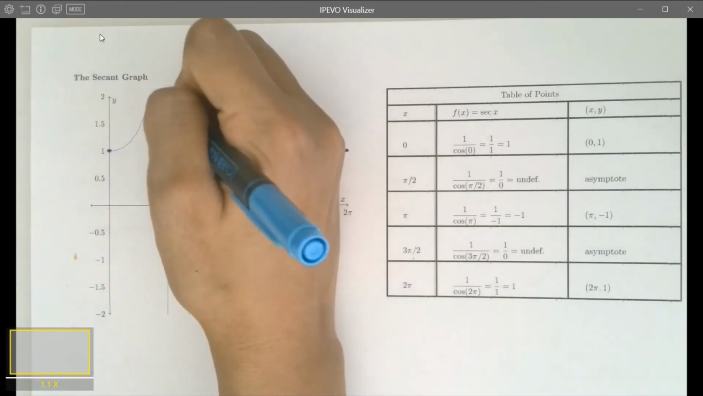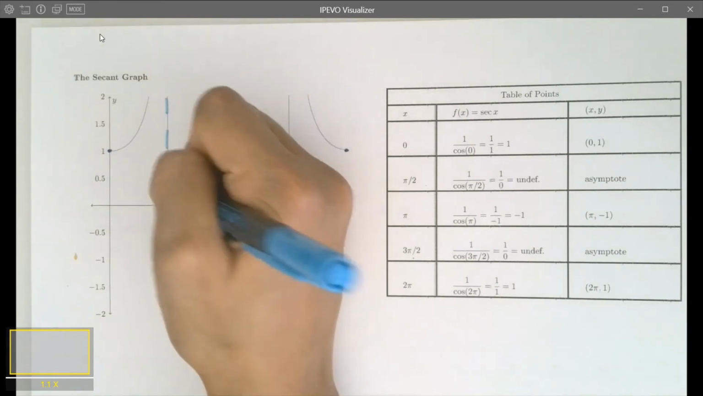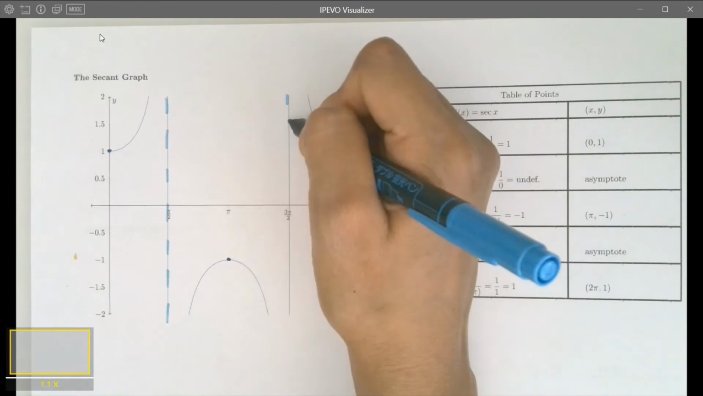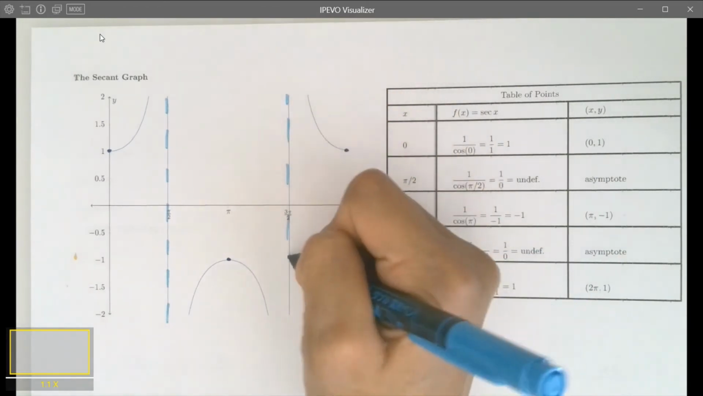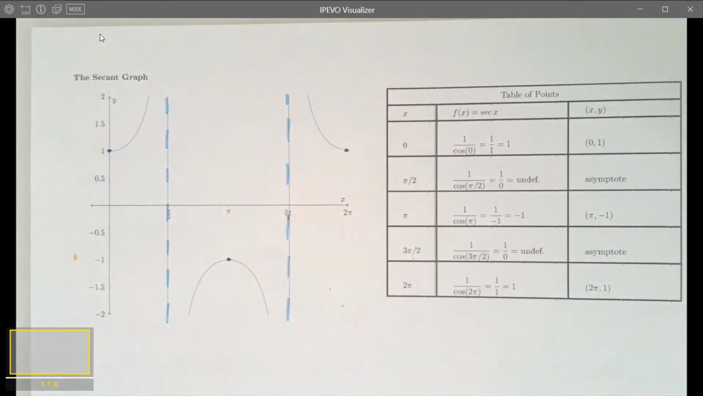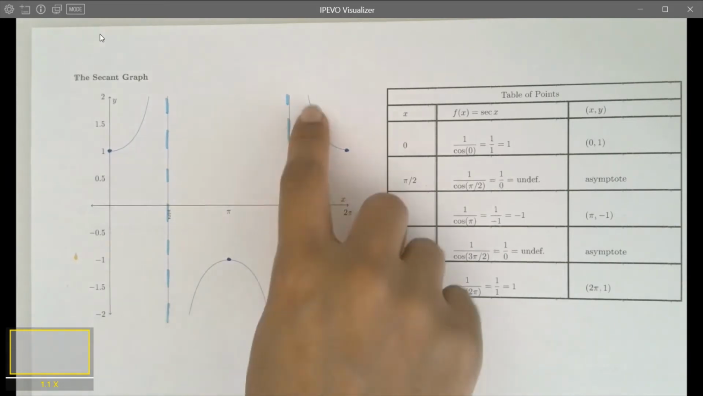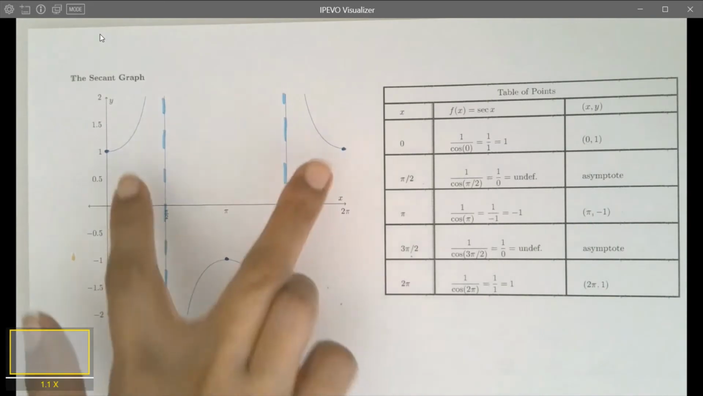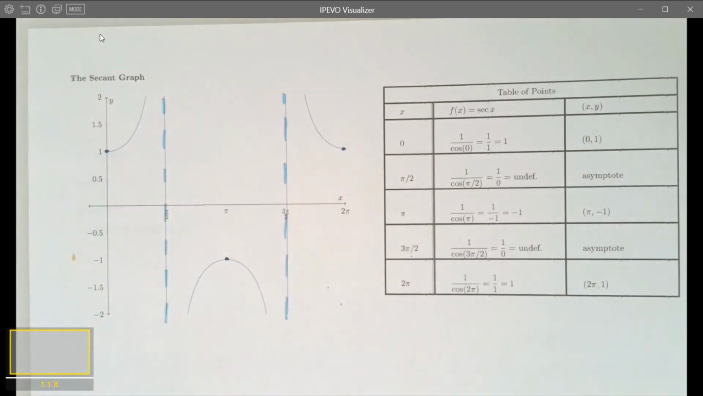Now, just so that we're consistent with what we used to label the graph of cosecant, I'm going to draw the asymptotes in a dotted blue highlighter, because that's what we used there. And these graphs, these parabolas, or half parabolas in the case of these two, are going to be the graphs of secant.